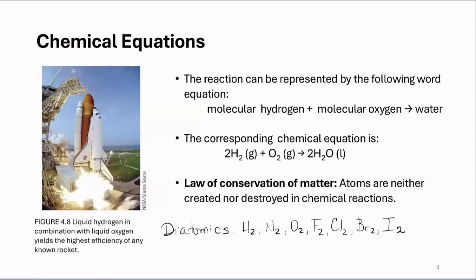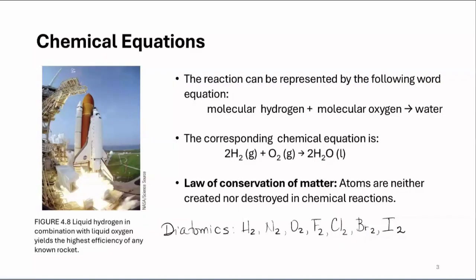Out of all of these elements, the first 5 are found as gases at room temperature. Bromine tends to be a liquid at room temperature. And lastly, iodine is a solid at room temperature. So keep this in mind when you see reactions written in words.